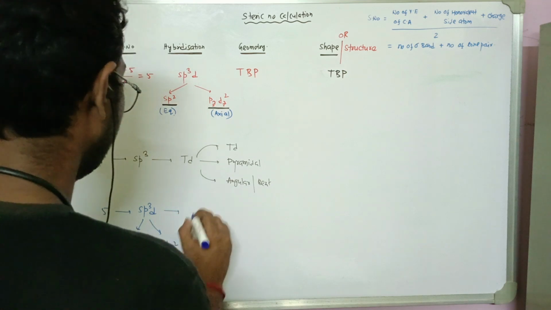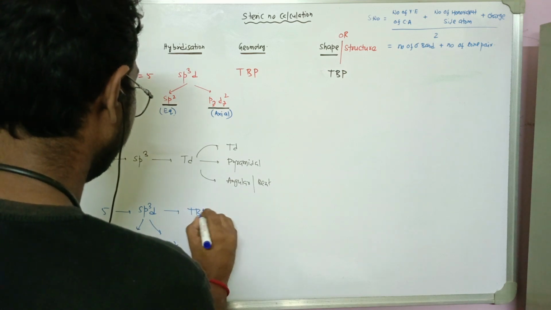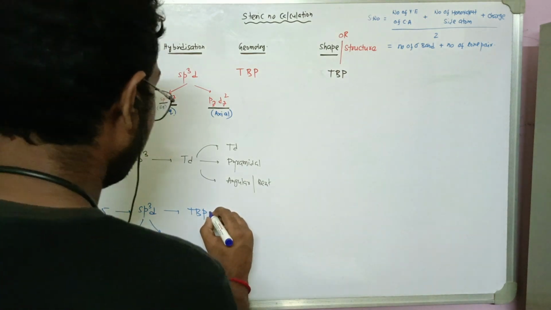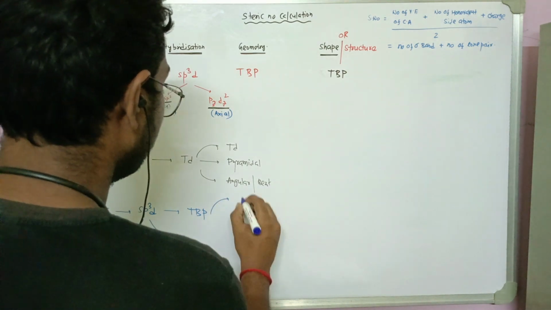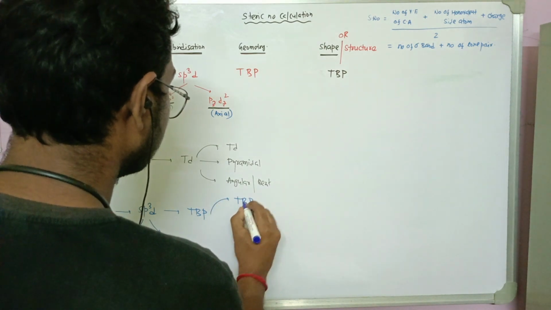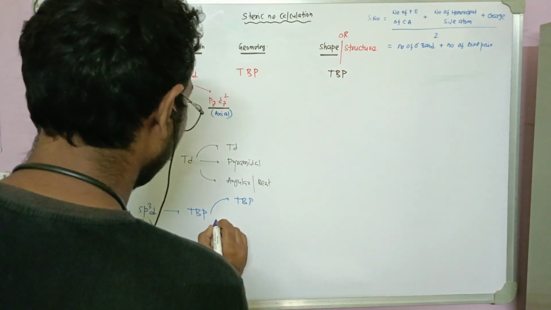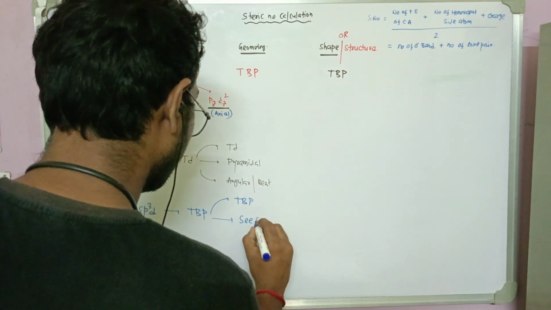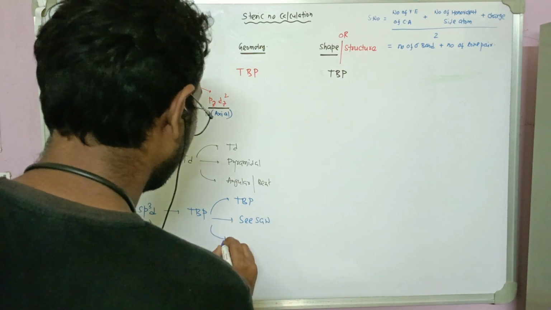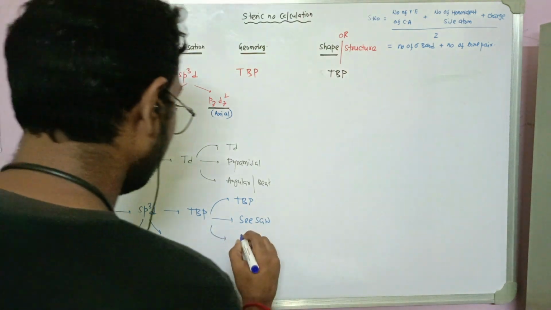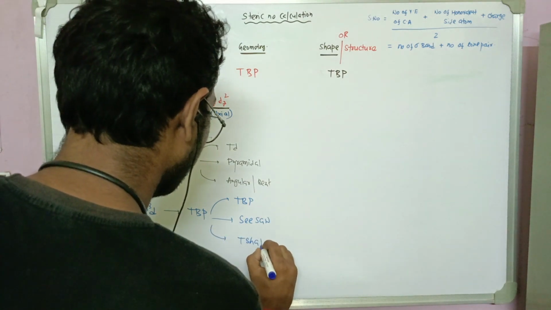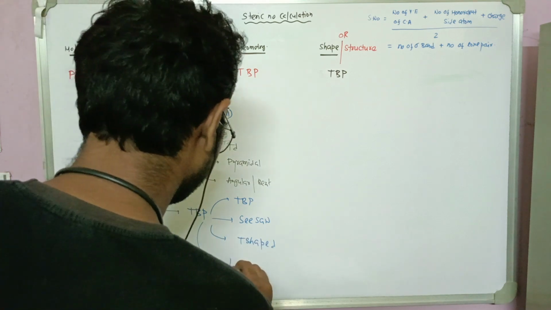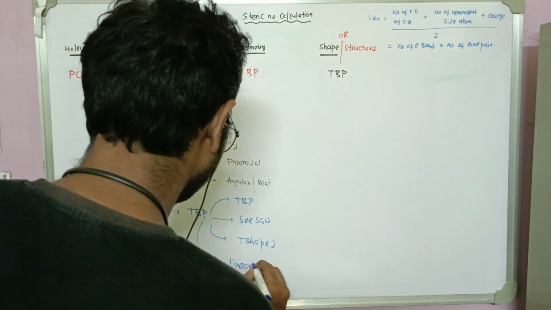So the geometry of sp3d hybridization will be trigonal bipyramidal, TBP, and it will have several shapes. TBP itself is the shape if there is no lone pair. If there is one lone pair, the shape will be seesaw. If there are 2 lone pairs, the shape will be T-shaped. And if there are three lone pairs, the shape will be linear.